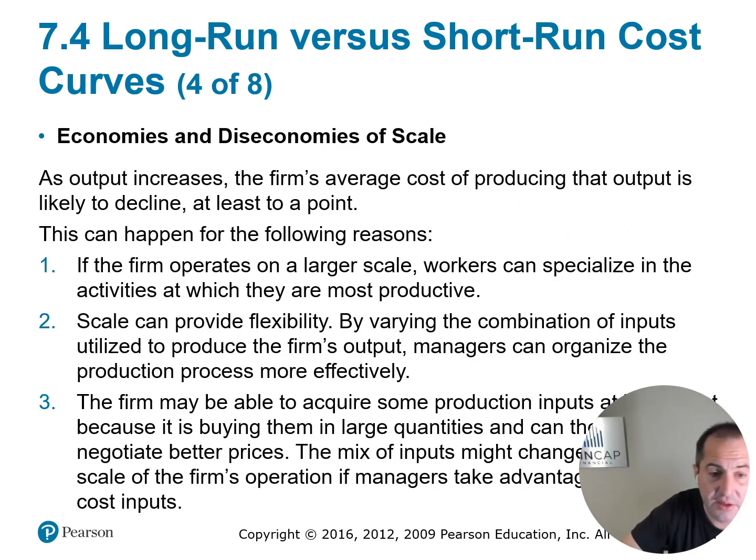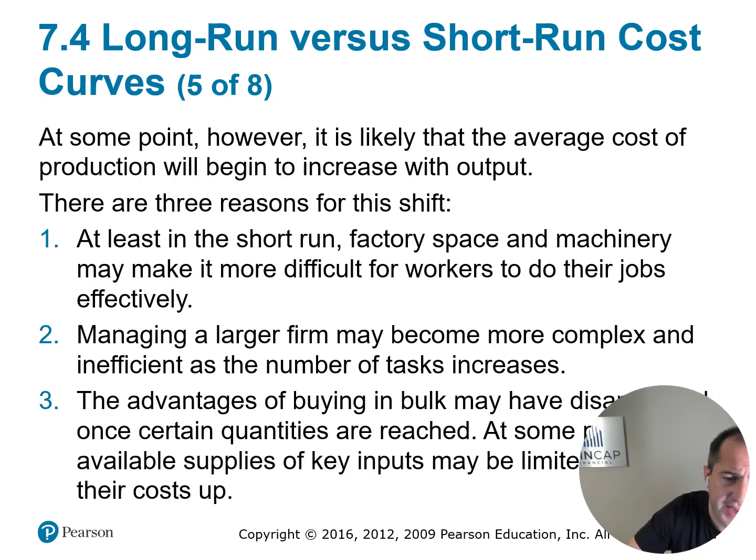And speaking of scale, economies and diseconomies of scale: if the firm operates on a larger scale, workers can specialize in the activities at which they are most productive. Scale can provide flexibility, combinations of inputs can be utilized, and managers can organize the production process more effectively. The firm may be able to acquire inputs in larger quantities, getting them at lower prices. Number 3, at some point, however, the average cost of production will begin to increase.